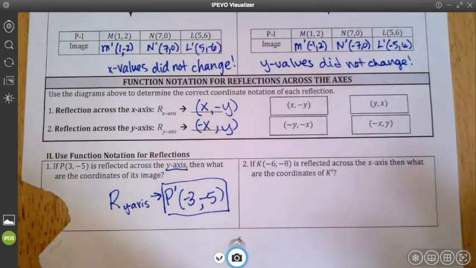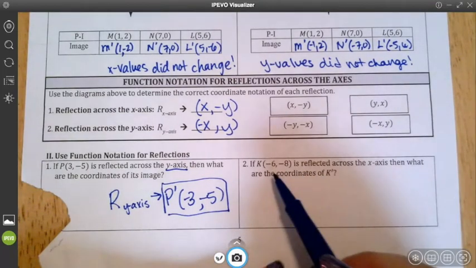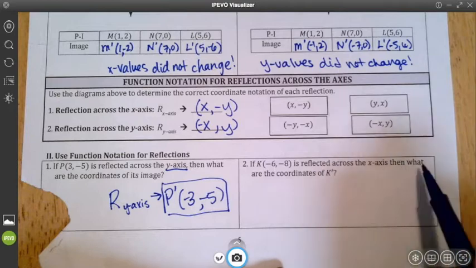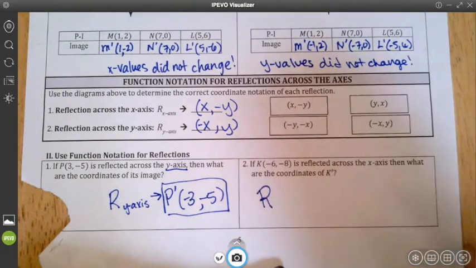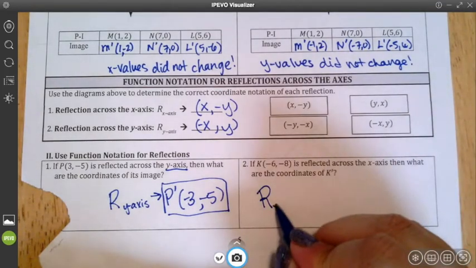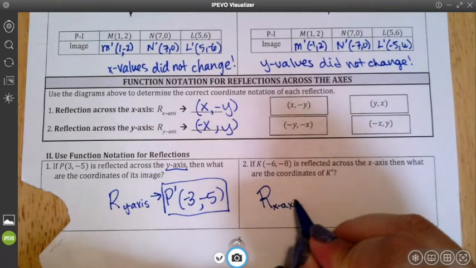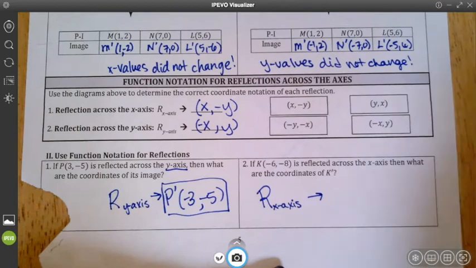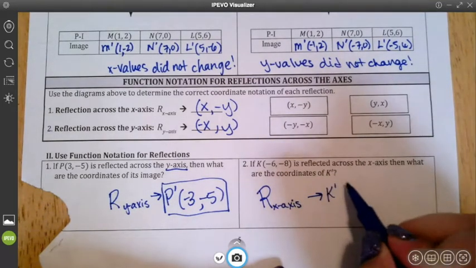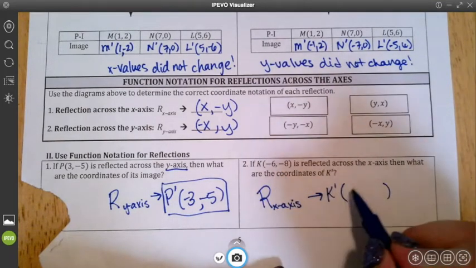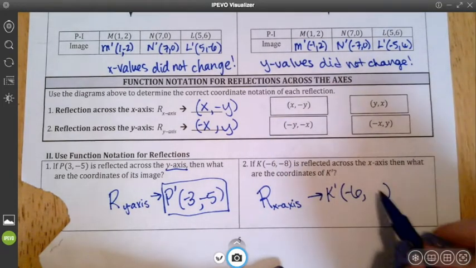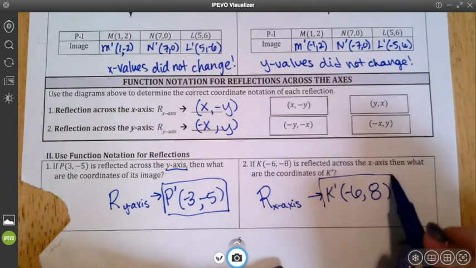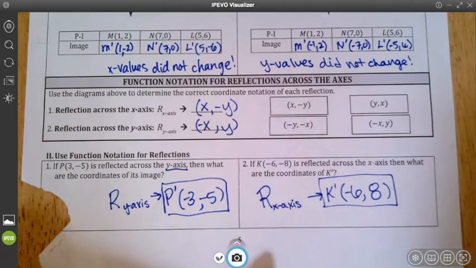On number 2, if K, -6, -8 is reflected across the x-axis, what are the coordinates of K prime? Using function notation, we'd say the reflection across the x-axis yields K prime. X-axis, the x value stays the same. The y value changes sign. So this is negative becomes positive. Let's look at some more examples.